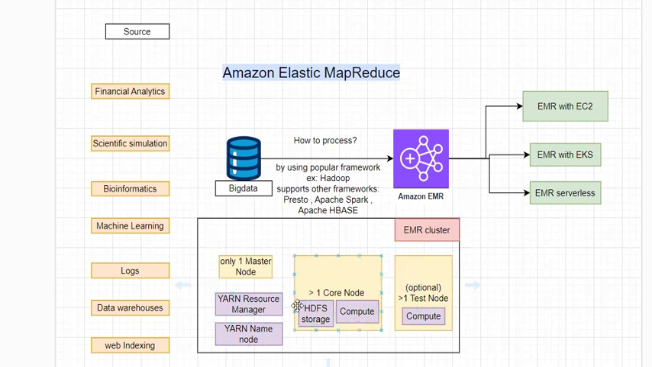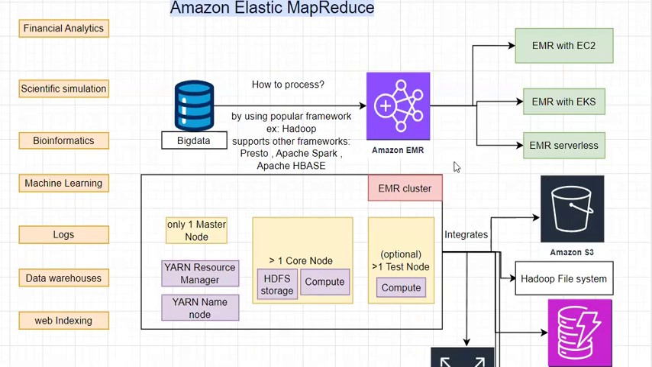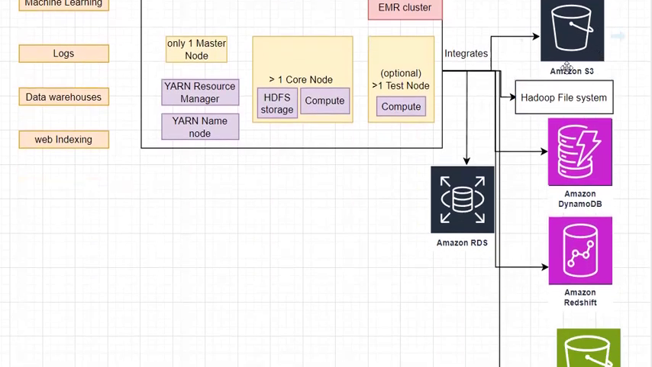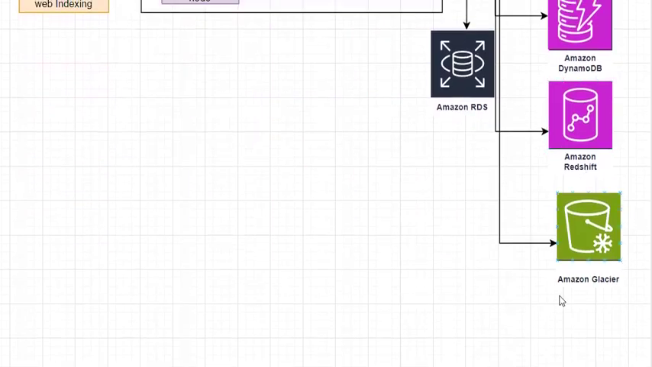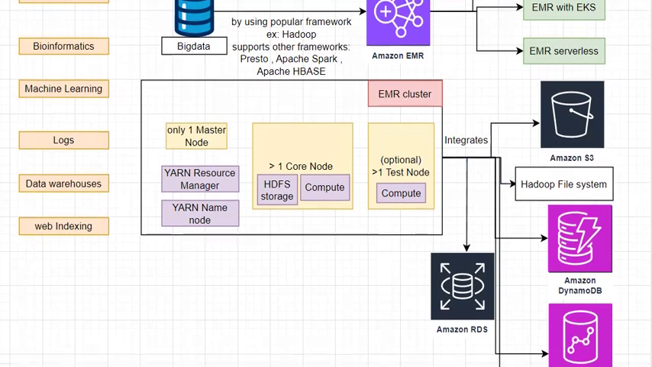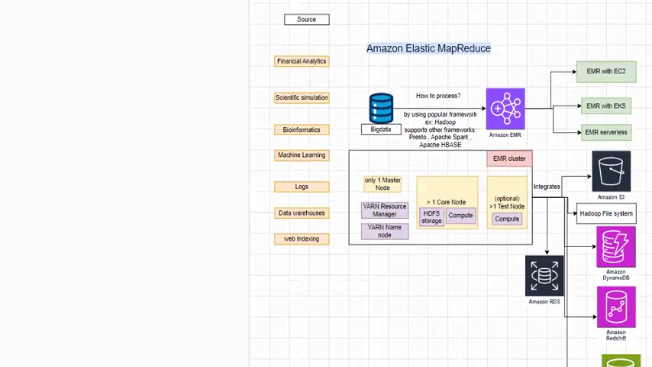One more important point is that in order to manage these core nodes and task nodes, the master node uses resources like the YARN resource manager and YARN name node. By using these only, you can manage your core nodes and task nodes. Even with the EMR cluster, for high storage, it also provides integration with other storage services like Amazon S3 and Hadoop file system, and Amazon services like S3, database services like DynamoDB, Redshift, RDS, and storage services like S3 and S3 Glacier. You can integrate it with available storage services, and even with the Hadoop file system, to get high storage and overcome the storage issue by using this EMR.